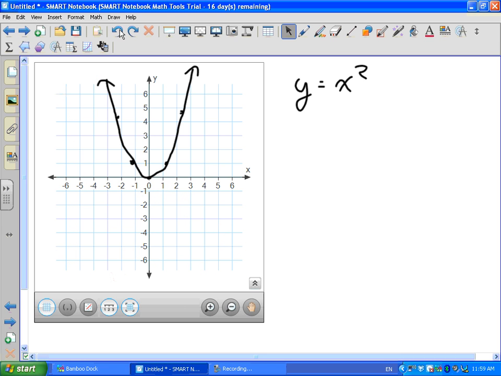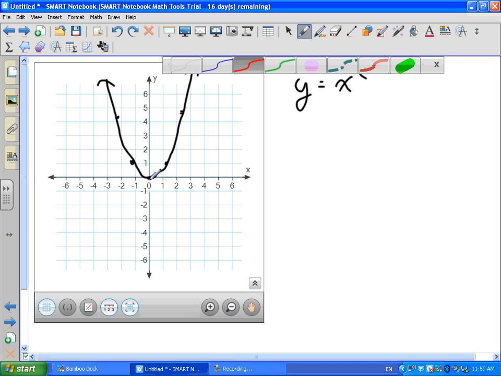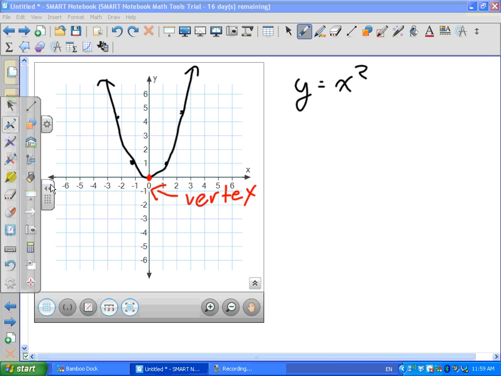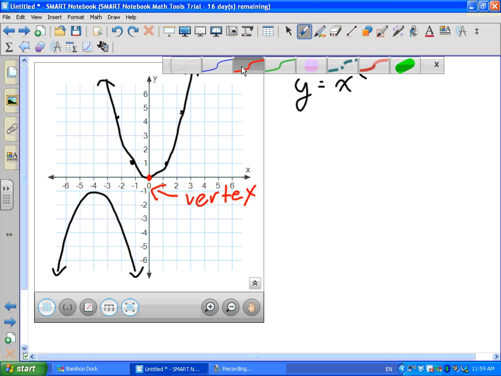We're going to learn how certain points of them have names. Certain points on the parabola have a name. This point here is the lowest point of this specific parabola. This lowest point is called the vertex. Now the vertex represents the lowest or the highest point. So if we had a parabola that is facing downwards, this would be the highest point, and it is also known as the vertex.